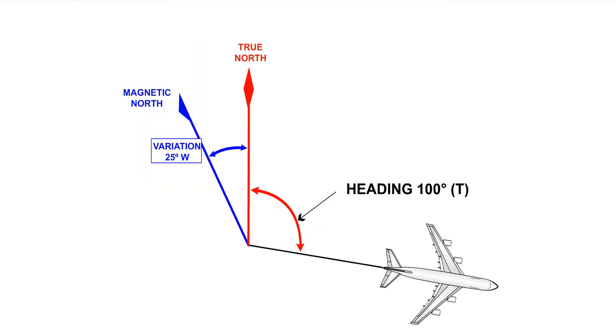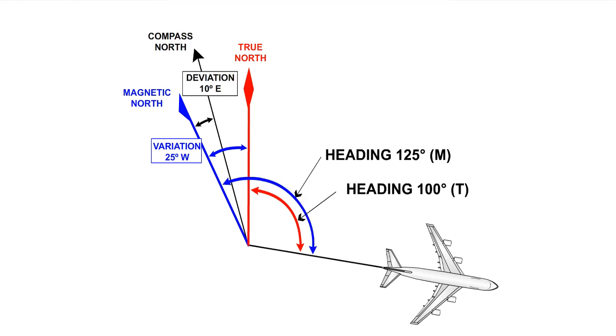Conversely, for an easterly deviation, we would subtract from the magnetic direction, as seen in the example on screen now. Remember to apply the rule to magnetic to obtain compass, and not the other way round. We have seen how to apply both variation and deviation in order to obtain compass heading. It is important to apply the correct values in the correct sense and to the appropriate criteria.